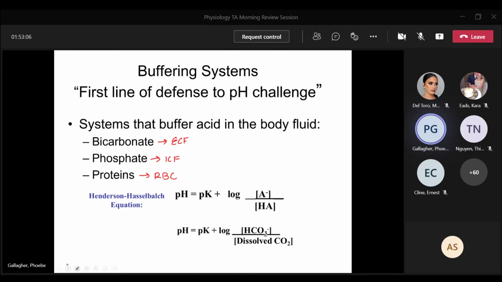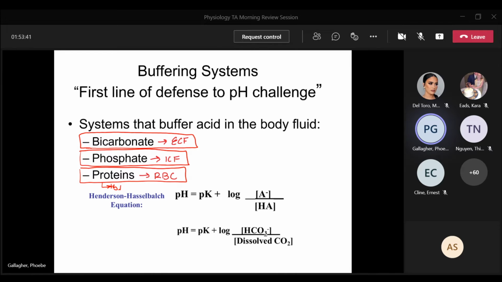Okay, so these are your 3 buffer systems that you should be familiar with already. You've got your bicarb buffer, which is the most significant one. This is the one that you find in your ECF, so we talk about this one a lot when we're talking about plasma pH. Your phosphate buffer is going to be the predominant one in your ICF, so this is the one inside of your cells that is doing most of the buffering. And then you also have your protein buffer. This is going to be in your red blood cells, so specifically, an example of this one would be your hemoglobin.